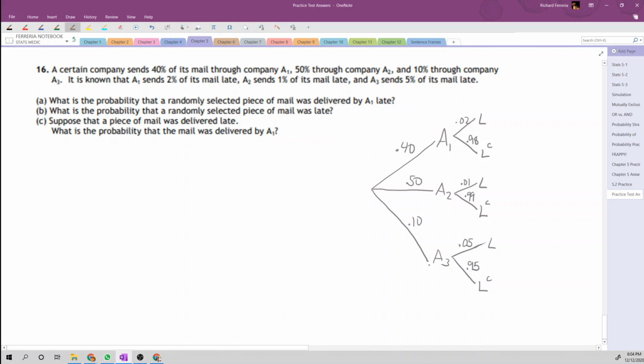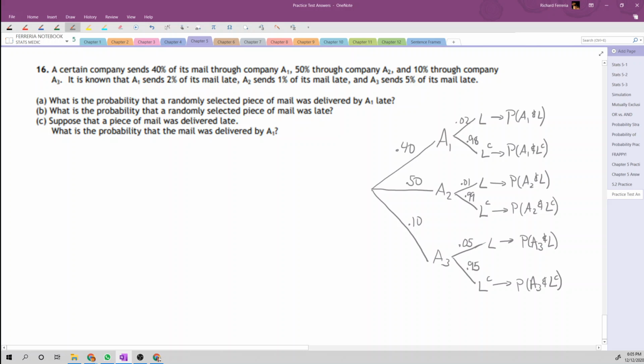That means they send 95% of their mail not late. Okay, so this is a beautiful diagram because we have all of our outcomes, and all of our outcomes are disjoint. So to get any of the more complicated events, we just need to add all of the outcomes that correspond to those events. So let's write down all of the possible outcomes. We've got A1 and late, A1 and not late, A2 and late, A2 and not late, A3 and late, and A3 and not late.